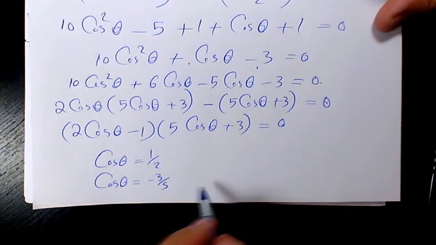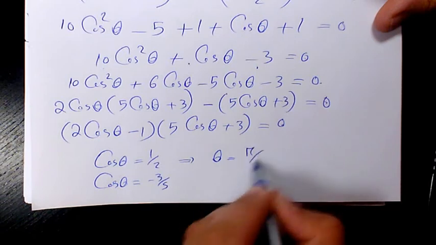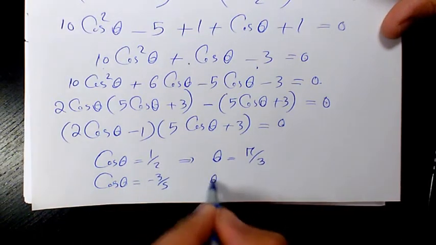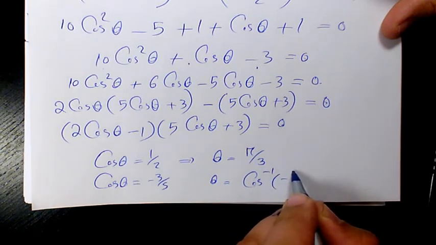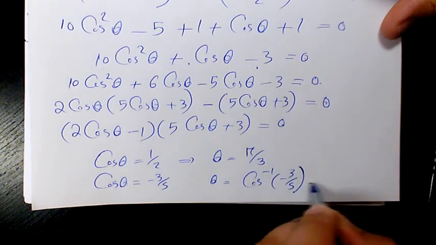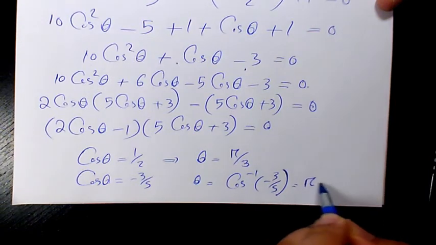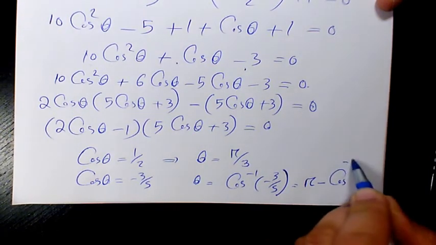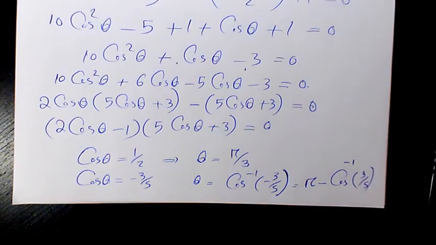So one answer is going to be theta equals pi over 3. One answer is going to be cosine inverse of negative 3 over 5, which, since it has to be between negative pi and pi, is going to be only in quadrant 2, so it's going to be pi minus cosine inverse of 3 over 5. So that's going to be the answer.